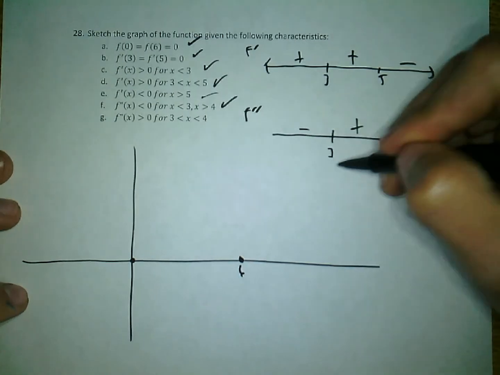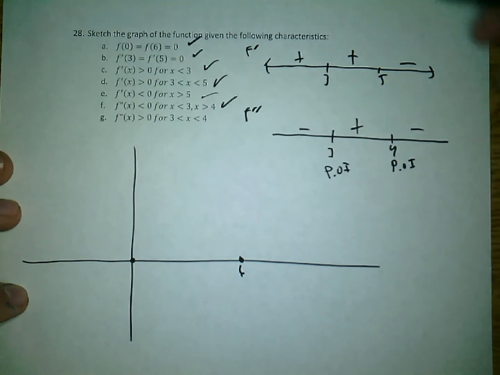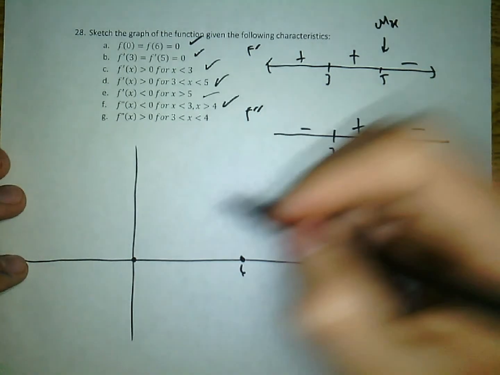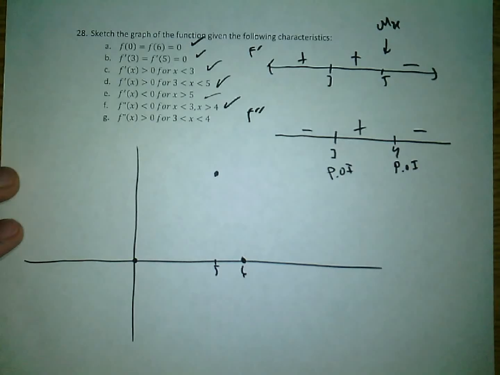All right, so let's talk this through. I have to have a point of inflection here and a point of inflection here. And then we're going to have some type of maximum at 5. So I'm going to go ahead and play out with that idea. I'm going to have some type of maximum, about right there.